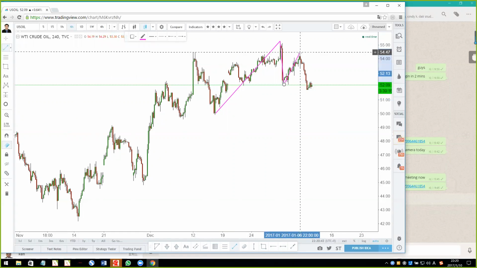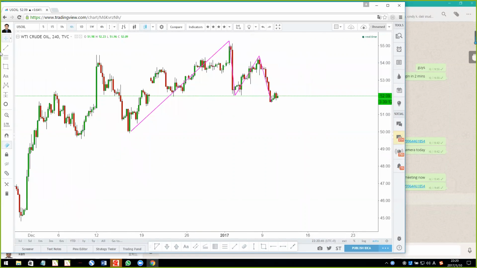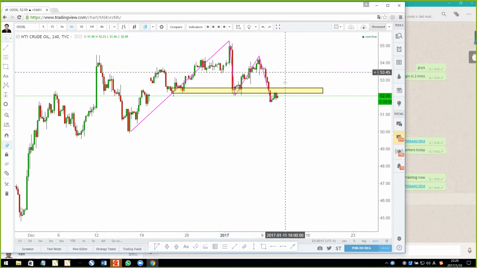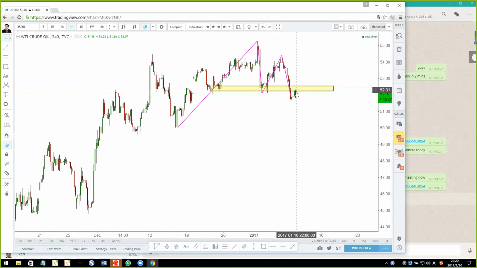Okay, where is the neckline, guys? Where is the neckline? Here, right? This is the neckline. Okay, so since the oil already closed below the neckline, on the pullback we want to short. We want to short, okay?